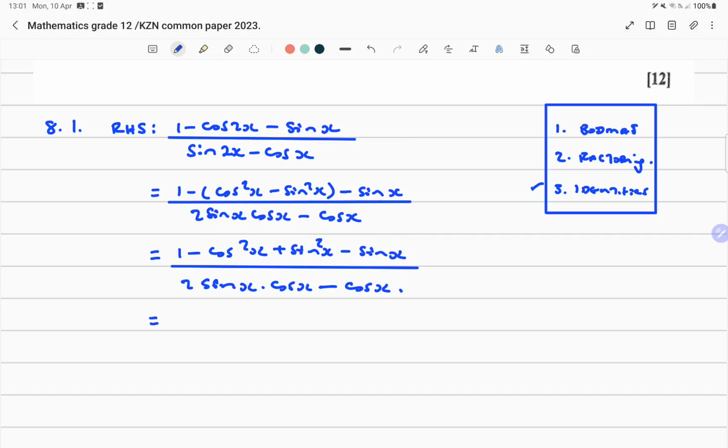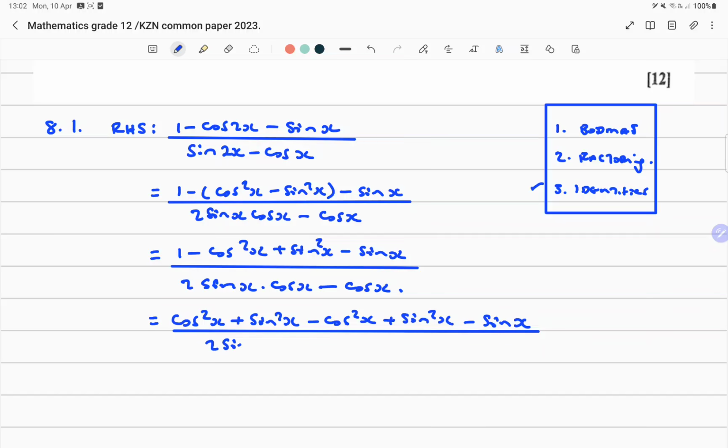Now we can be smart about our business. Now we've got things that we can do. We can group terms here. We can see here we've got sine x. Actually, 1 from square identities can be represented as cos squared x plus sine squared x, and then minus cos squared x plus sine squared x minus sine x. Okay, at times it depends on the approach you chose. It can be a nightmare. Then let's continue here. We've got 2 sine x cos x minus cos x.